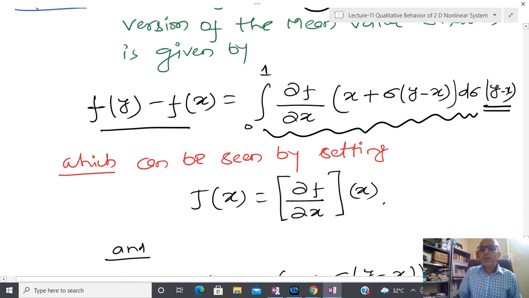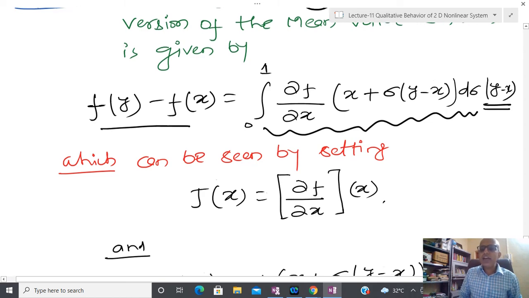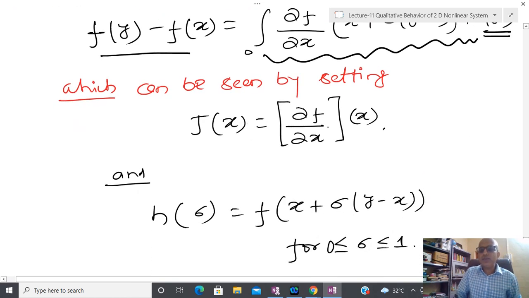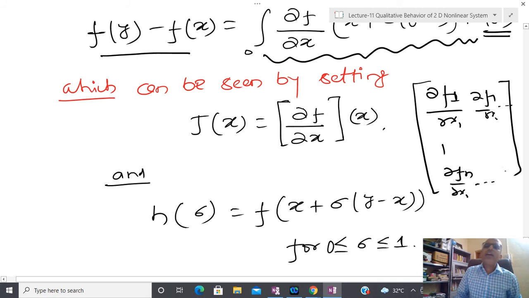Now let us see how this comes into the picture, and why I am able to write it like this. I have defined the Jacobian matrix J(x). I have already told you how to define the Jacobian. Why is it a matrix? Because we have dou f1 by dou x1, dou f1 by dou x2, and so on, and similarly dou fn by dou x1. So I have an n by n matrix if I have n-dimensional things, and I have represented that matrix like this, and this is x.